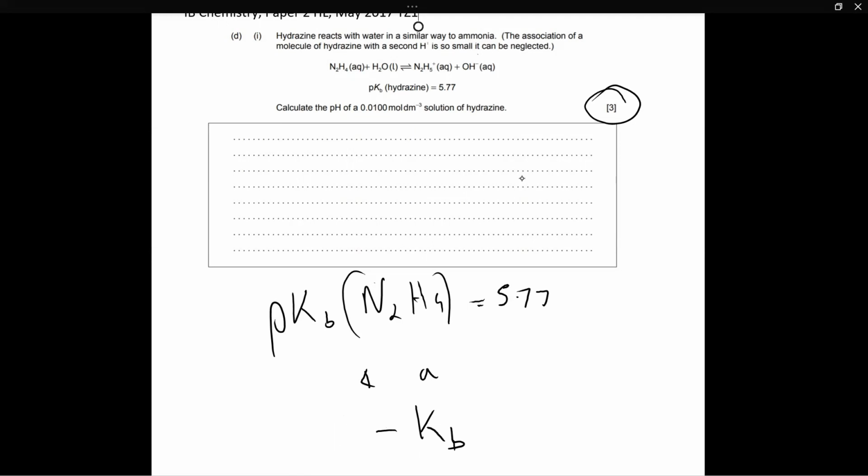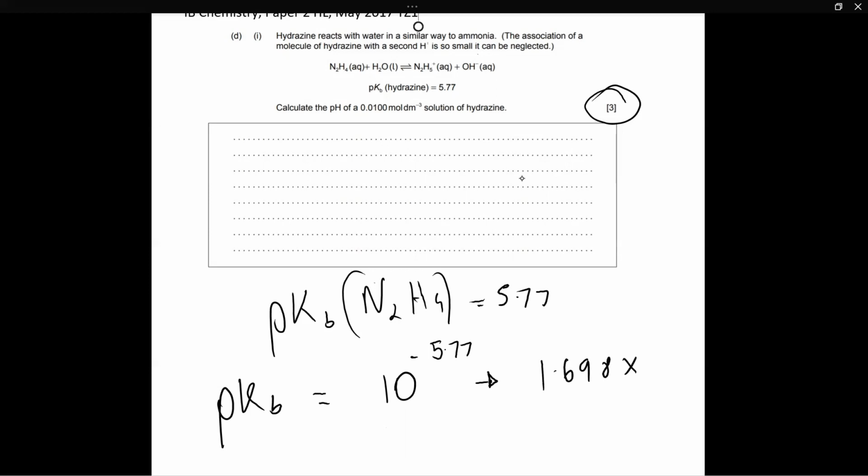Now, the first step is to convert from pKb to Kb. How do you convert pKb to Kb? Very simple. Just 10 to the power of negative pKb. In this case, we have 5.77. If you put this into your calculator, since this is a paper 2 question, you will get your answer as 1.698 times 10 to the negative 6. You see what a messy and long number, right?